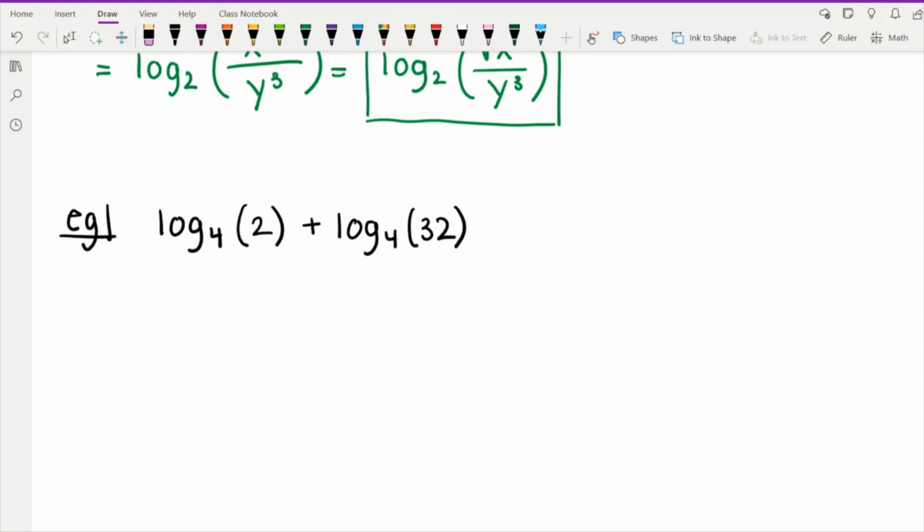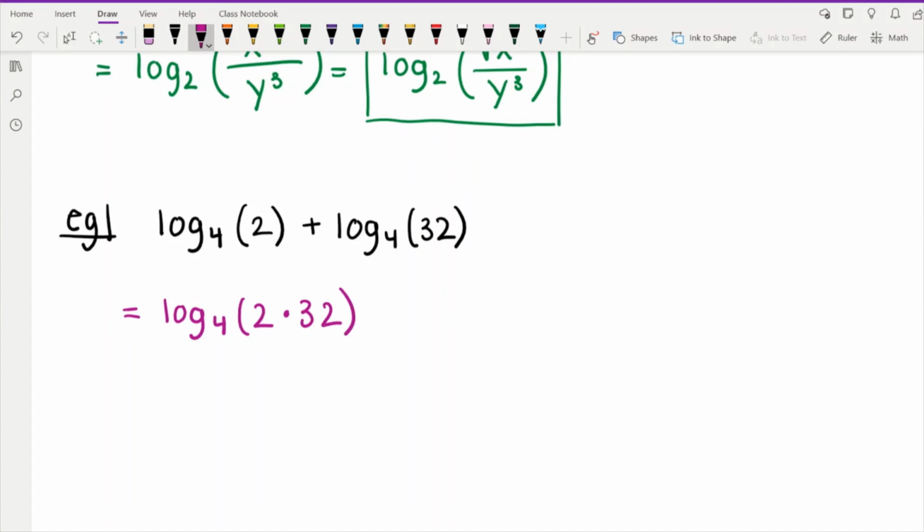So rather than try to evaluate these each by themselves, what we can do is we can use logarithm rules to combine them, right? So if we have log base 4 of 2 plus log base 4 of 32, that can be rewritten as log base 4 of 2 times 32.